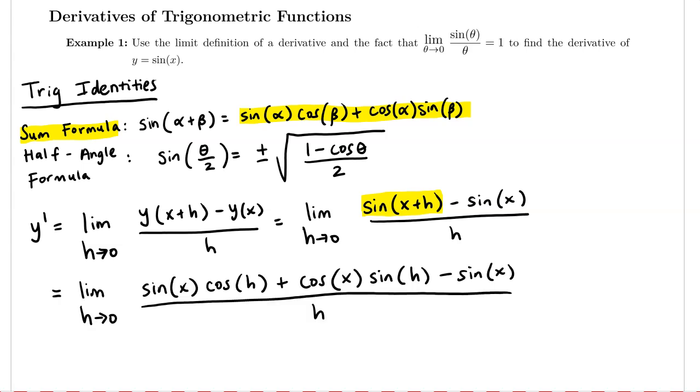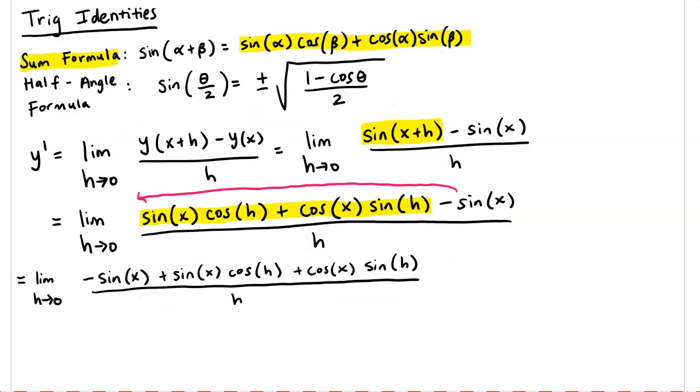All right, so all I've done, using the identity, is expand sine of x plus h into this highlighted expression using the sum formula. Let's proceed. Now I am going to rewrite my numerator and bring negative sine of x to the front. So I've just reordered my numerator so that negative sine of x is in the front. The reason I did that is that you'll notice this term has a sine of x, and this term also has a sine of x.